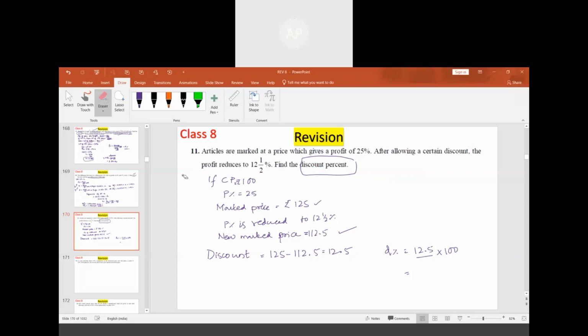The marked price will become SP. We have to take CP. This 125 should be considered, no? Can we take X as CP instead of 100? If you take X, we get 125 upon 100 into X.